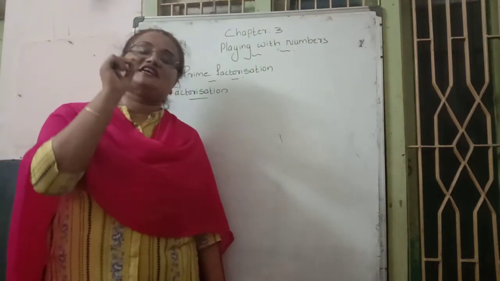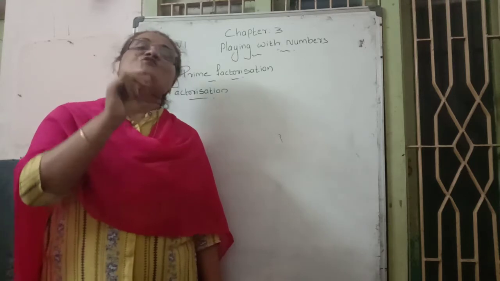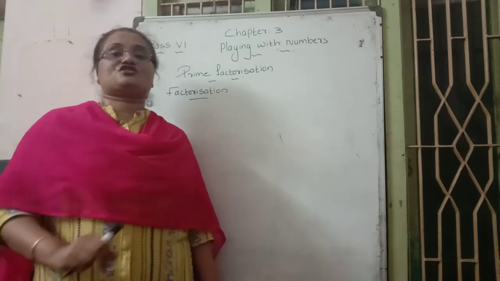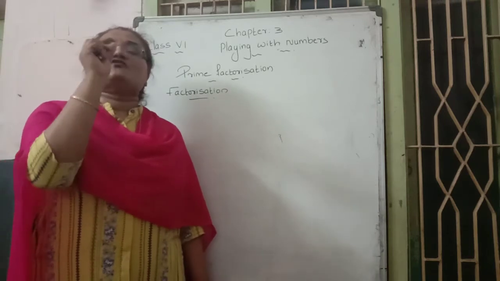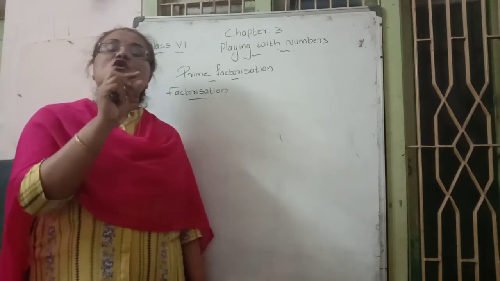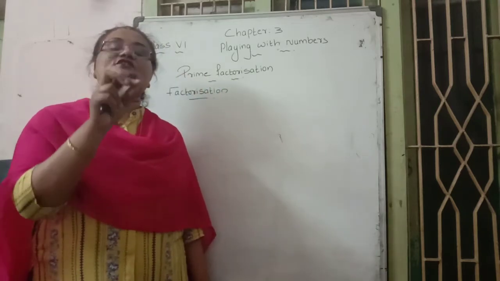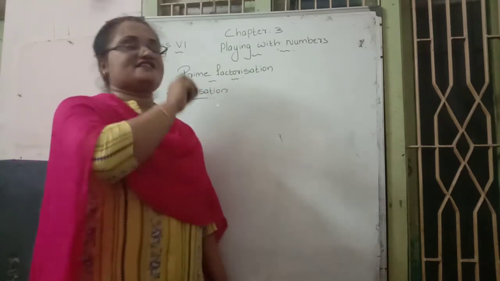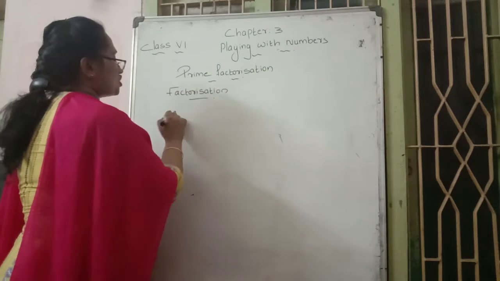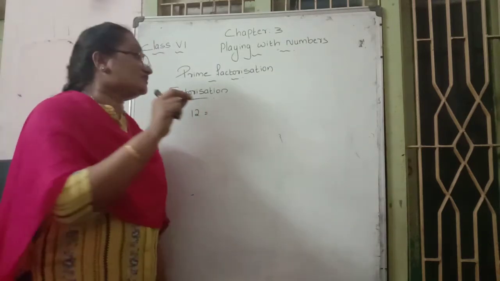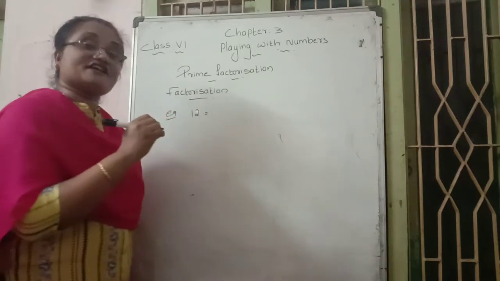number is expressed in the form of a product of factors, that method we call factorization. Example, here 12. How can we express 12? What are the factors of 12?